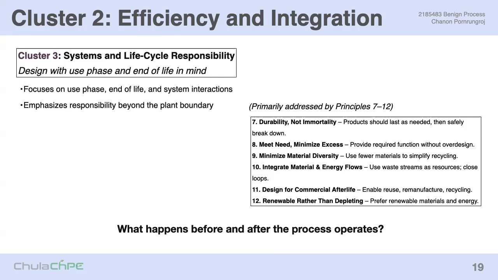Integrate material and energy flow, that's self-explanatory. So we want to optimize the energy flow of the process, and integrate different processes. Like I mentioned, if you have hot steam and you need only low energy steam, maybe you integrate another process to do the heat recovery and so on. So that's integrate material and energy flow. Number 11, design for commercial afterlife.